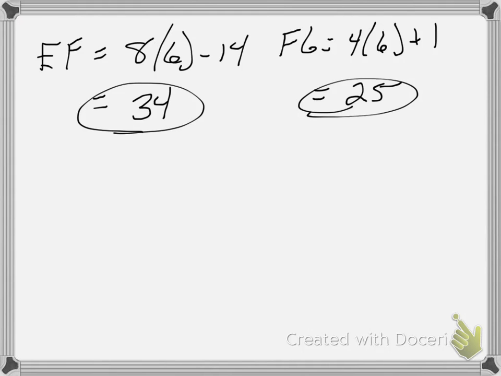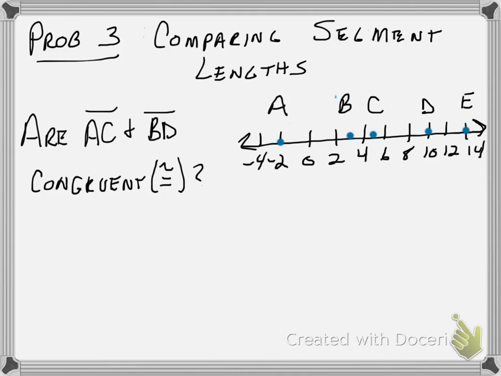Problem 3 is about comparing segment lengths. So the question asks, are AC and BD congruent? What we need to do is find the length of both AC and the length of BD. And again, like we talked about in problem 1, we're just going to go ahead and count. So let's talk about the length of AC. We're going to start at -2 and go to 5. So this would be 2, 4, 6, and 1 is 7. So AC is 7.